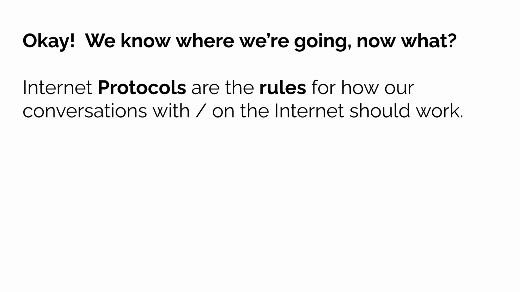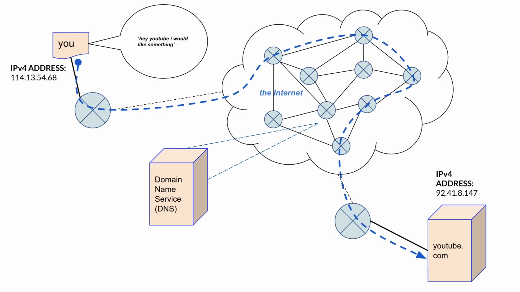We need to establish some rules for going out here on the internet and having a conversation. We call those rules internet protocols. That's the rule for how any conversation with the internet or on the internet should work. Generally, in technology, we use the word protocol to describe the rules for any kind of transaction or operation, but in this case, we're talking about internet protocols specifically.